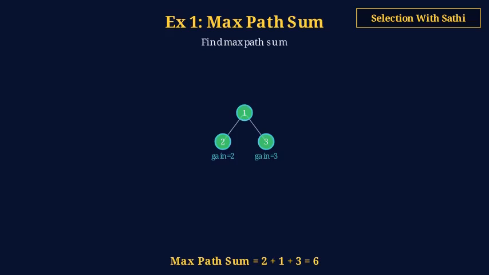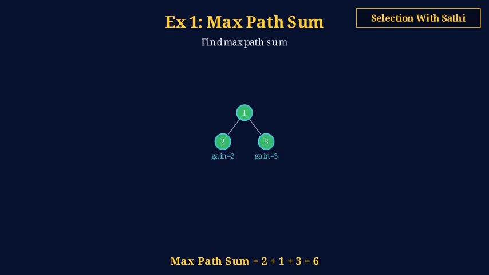Node 20, left gain is max of 0, 15 equals 15. Right gain is max of 0, 7 equals 7. Path sum through 20 plus 15 plus 7 equals 42. Global max is now 42. Return 20 plus max of 15, 7 equals 35.